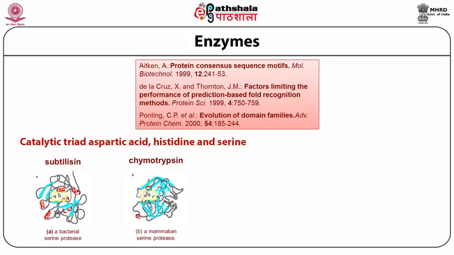If we look at the structure point of view, here are two of them. One is a bacterial serine protease, another is a mammalian serine protease. However, their structural folds are a little different. In one case, it is only beta structures. In the other case, it has a beta alpha structure. However, both of their active site triads are aspartic acid, histidine and serine. Almost the same.